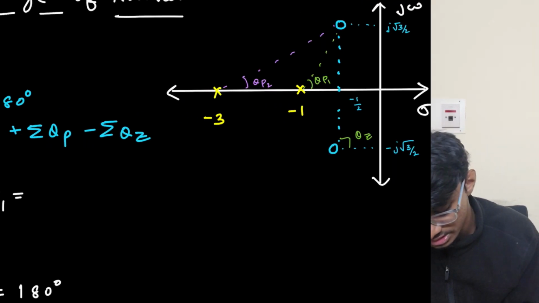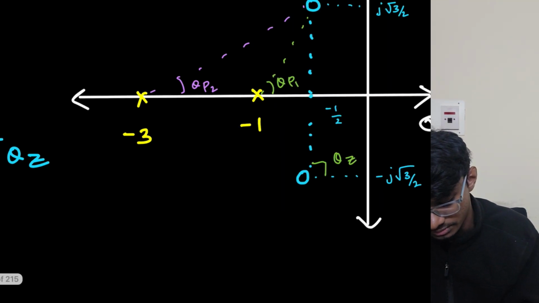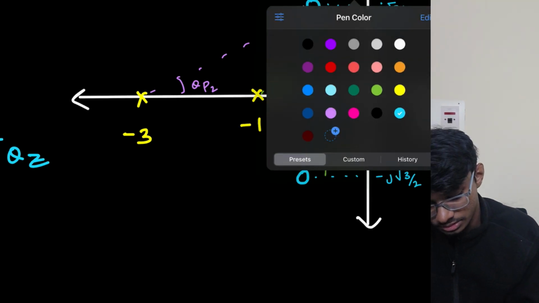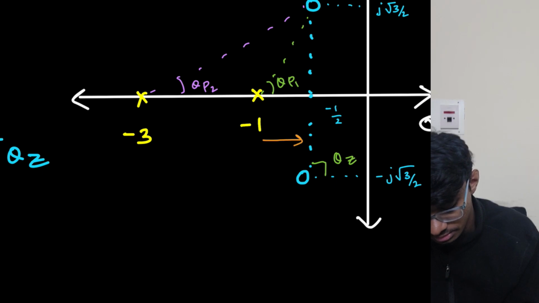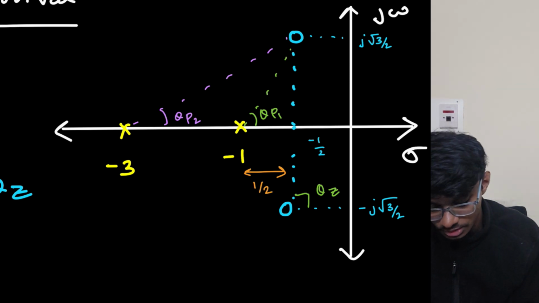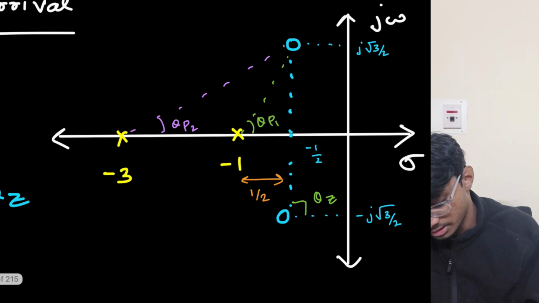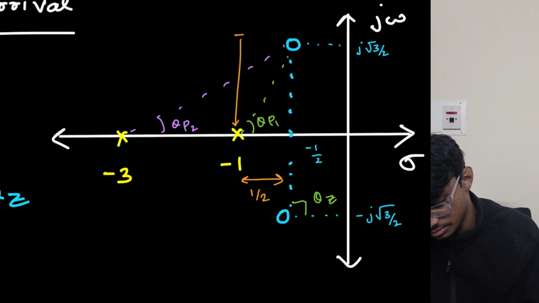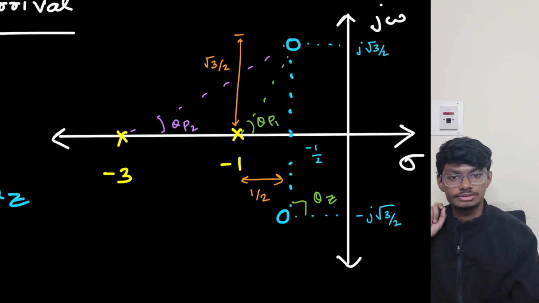Here, what is the distance between these two points? What is the x coordinate distance? If I choose a different color, here, the x coordinate distance I can see is half. What is the y coordinate distance between these two points? The y coordinate distance between these two points is root 3 by 2.